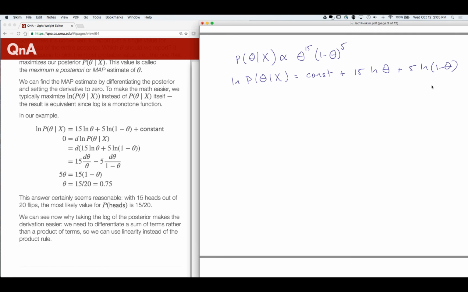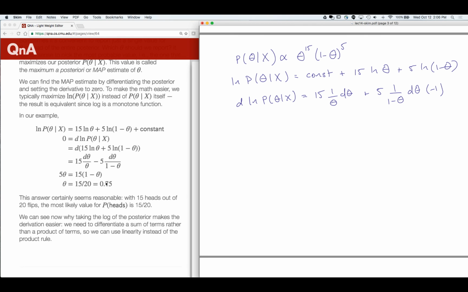All right, now if we take the differential of this, d of log p of theta given x, the constant goes away, and we get 15 times the derivative of log, which is 1 over theta d theta, plus 5 times 1 over 1 minus theta d theta times minus 1, because of the minus sign there. And so that's what I wrote here. And if we solve that, we get that theta is 15 over 20, or 3/4.